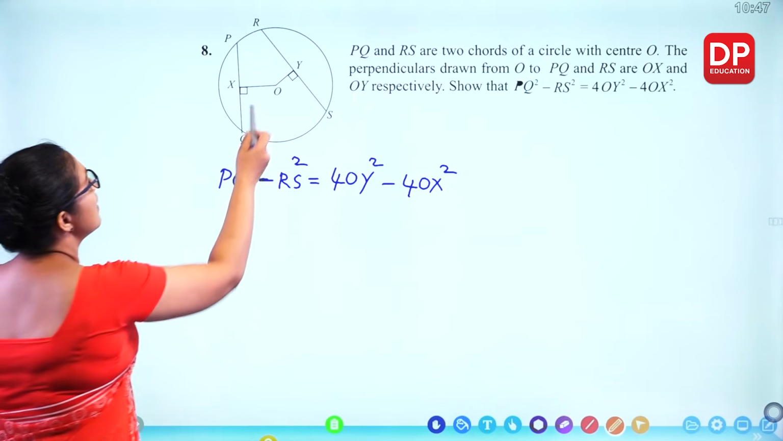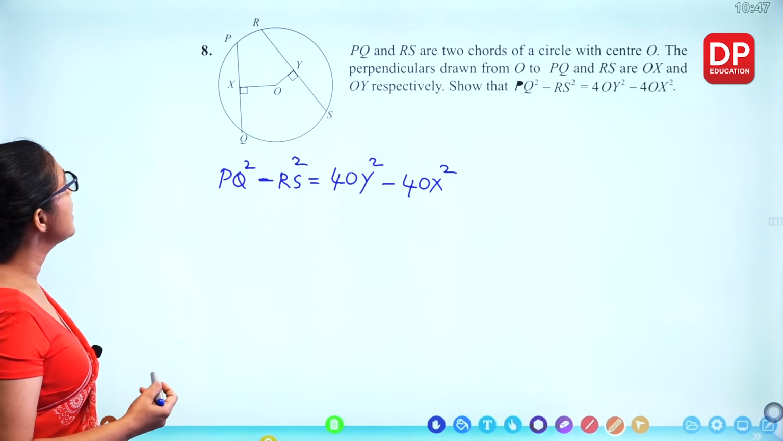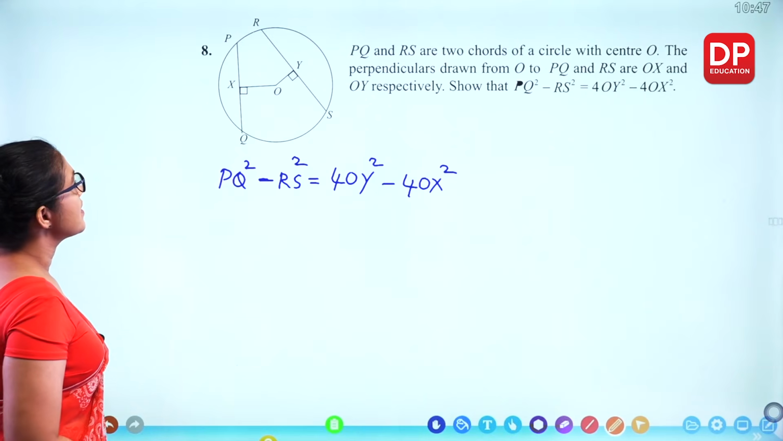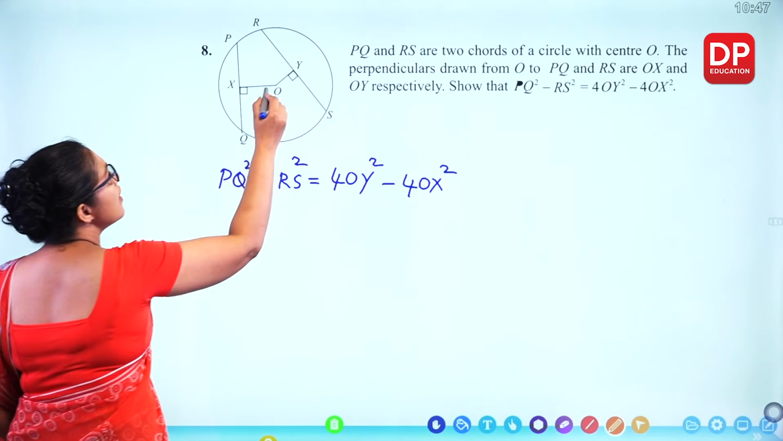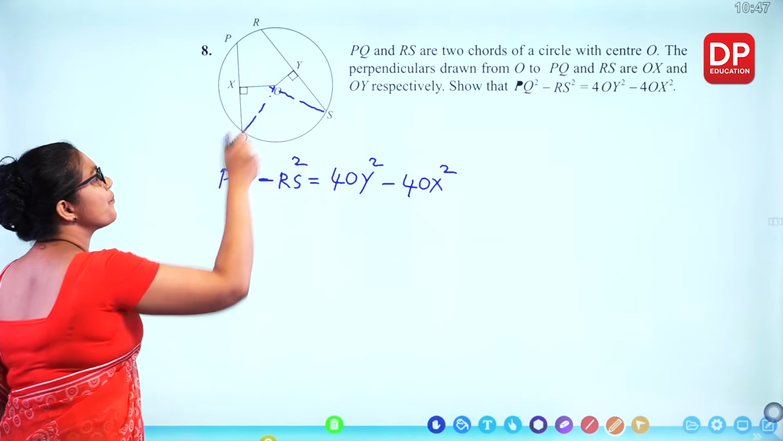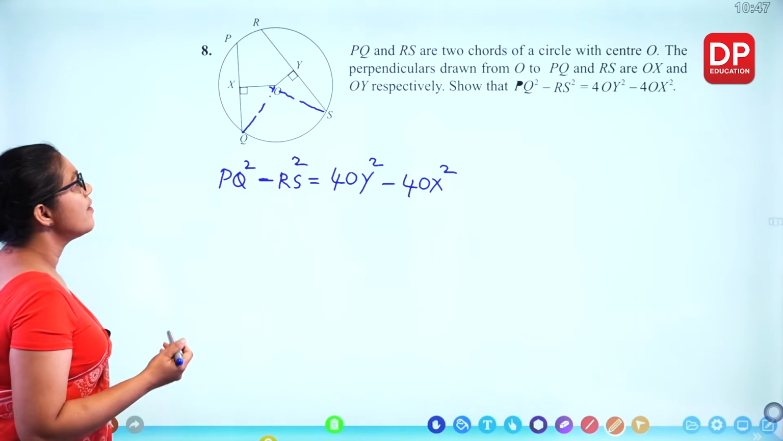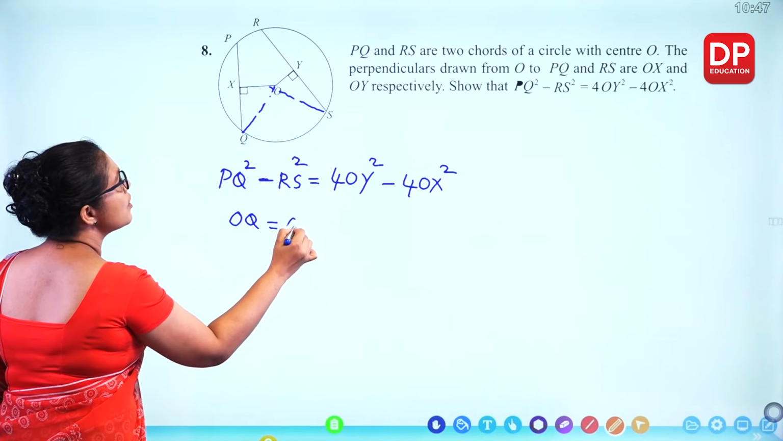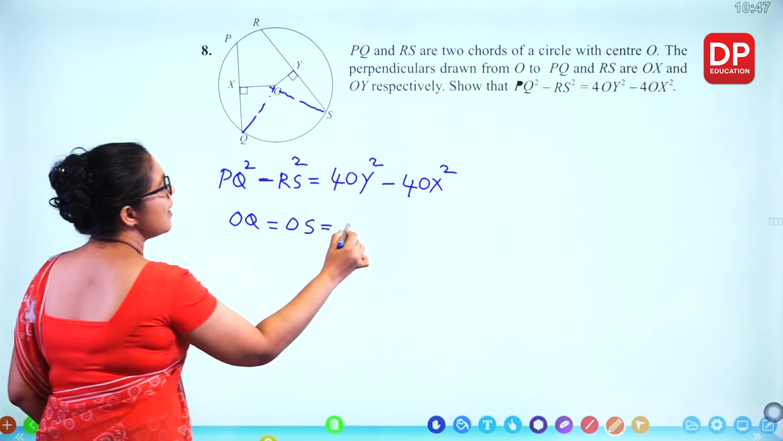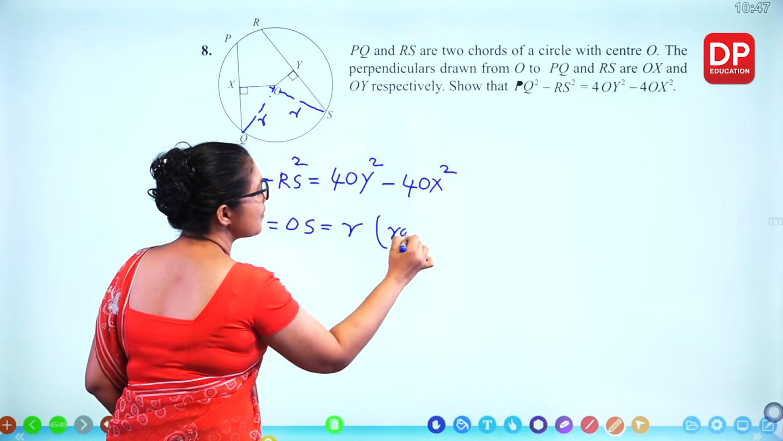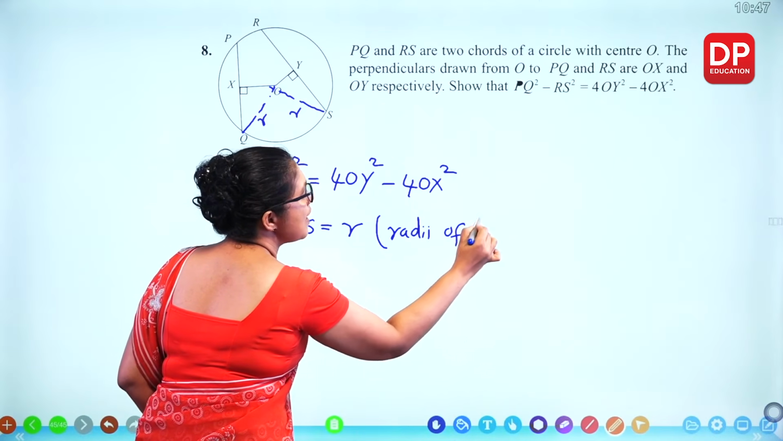So you need OY, this one, and PQ length and RS. Now I'll draw a triangle here. I'll connect these two lengths. What are those two? I know these are radii. So I can write OQ is equal to OS and I'll put R for that. Those are radii of the same circle.